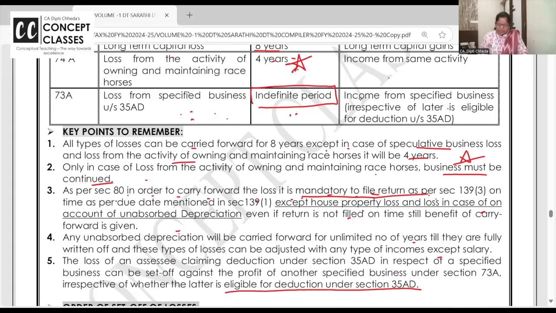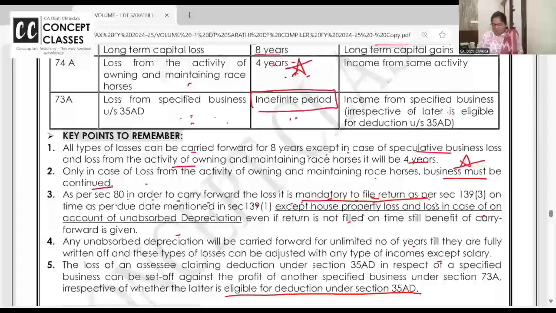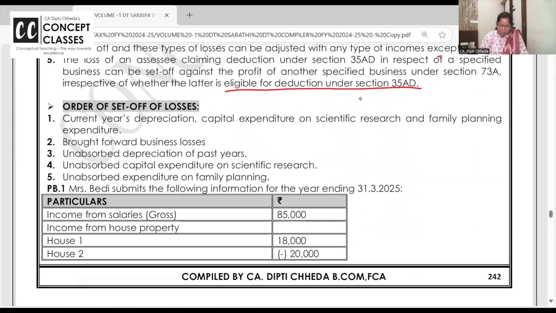So what are the points to remember? All the losses can be carried forward for 8 years to be set off in the same head, except unabsorbed depreciation and 35AD, which can be carried forward for lifetime to be set off in the same heads. Next, speculative loss and horse races can be set off only for 4 years. दो 3 बार आपको पढ़ा दिया. Now the most important point to take care of while you set the order of the question and answers.